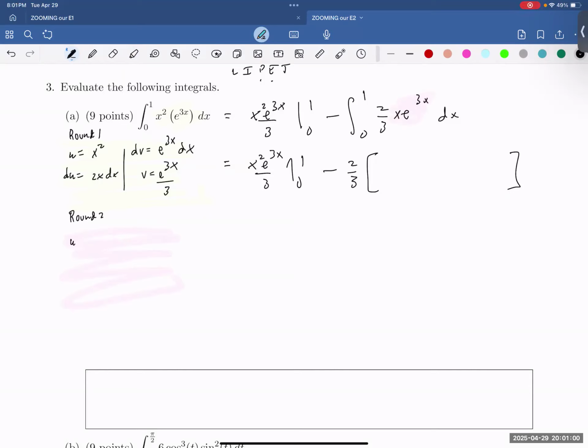Round 2, u is x, du is 1 dx, dv is e to the 3x dx, v is e to the 3x over 3. So uv is x e to the 3x over 3 from 0 to 1 minus the integral from 0 to 1 of v du, that's 1/3 e to the 3x dx.